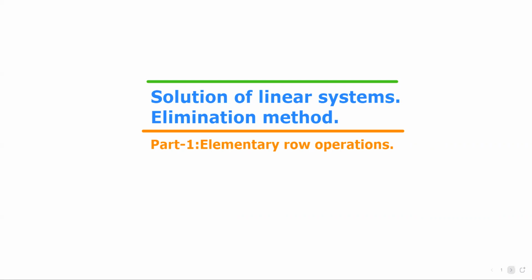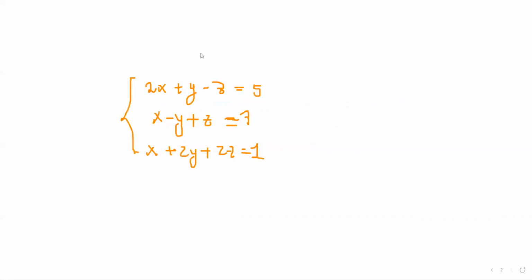So let's first understand how it works. Suppose we have a linear system, any system of three variables. You can see three equations and three variables. We said that any linear system can have three cases: either the system has one solution, or it has no solution, or it has infinitely many solutions. We will see each of these cases in our lectures.